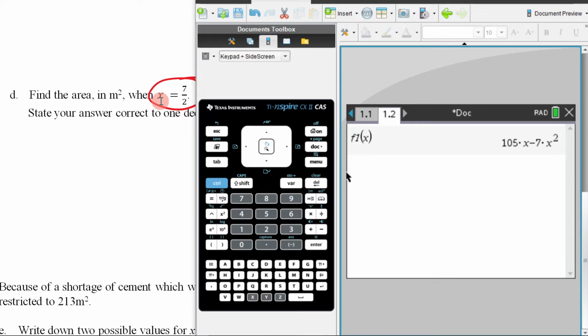So now if I want to find what happens when x is equal to 7 on 2, I can just chuck 7 on 2 into that, and there it is right there. There's my answer, 1127 on 4. Now that's an exact answer.